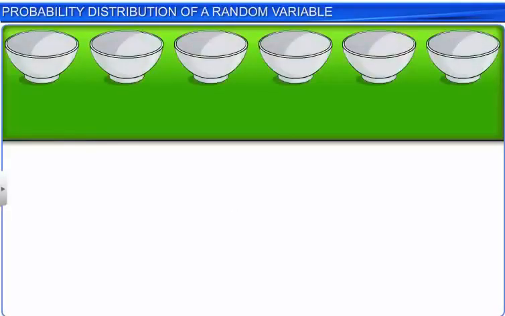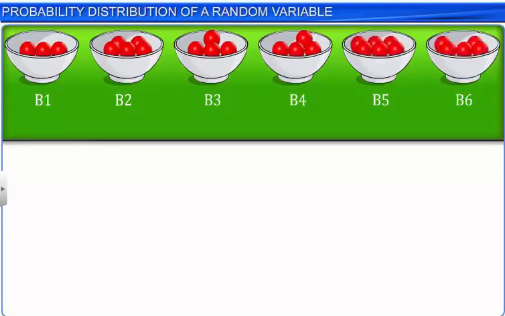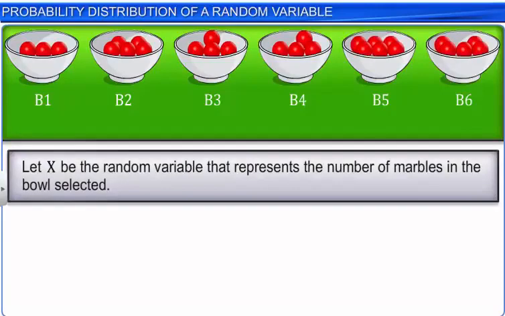Consider 6 bowls, namely B1, B2, B3, B4, B5 and B6. Let these bowls have 3, 5, 4, 4, 6 and 5 marbles respectively. Let X be the random variable that represents the number of marbles in the bowl selected.